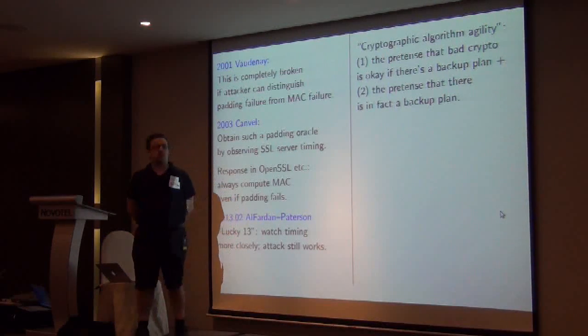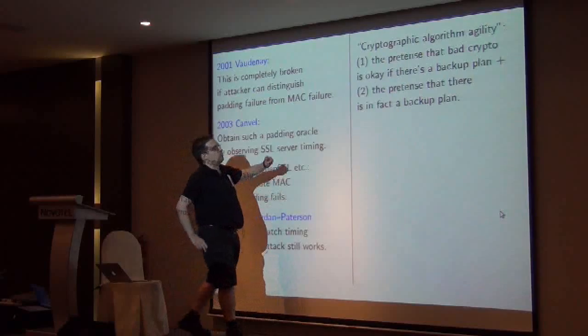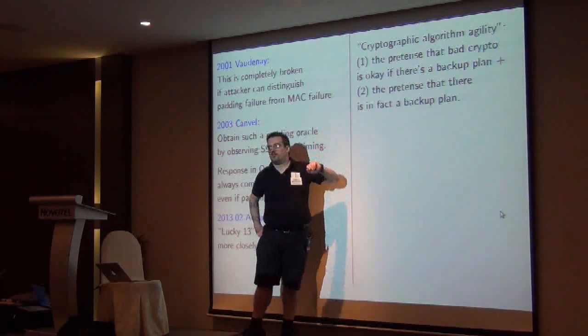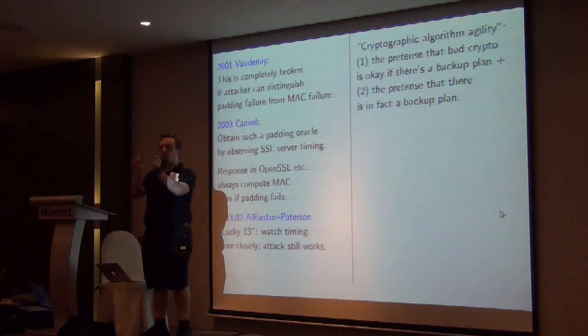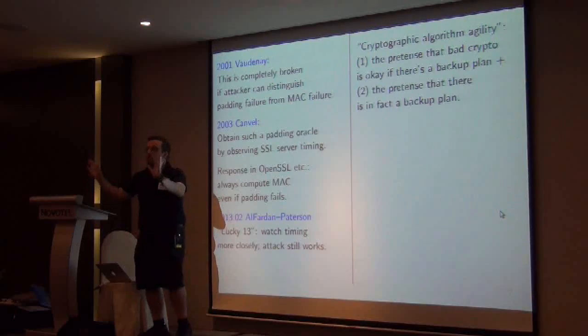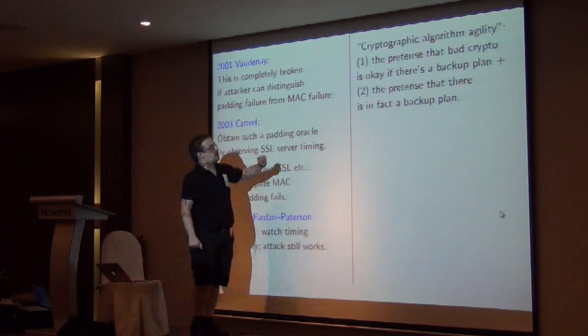Now, cryptographic agility is a marketing stunt, which has two parts. Maybe the second part first. Cryptographic algorithm agility means that you have some button which says press in case of emergency, and then you will switch to different crypto. Nobody's ever tried the button. Whether it works doesn't matter because it's a marketing stunt.